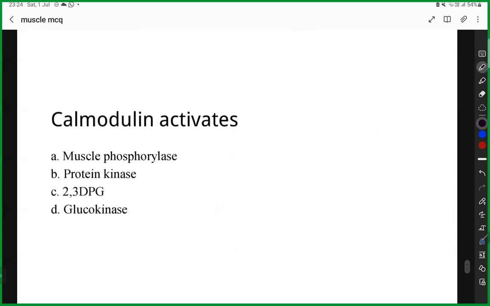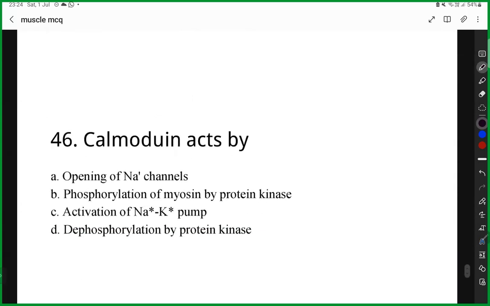Calmodulin, what it does, it is going to activate your protein kinase. So calmodulin activates your protein kinase. So that is your calmodulin dependent myosin light chain kinase. This leads to phosphorylation of your myosin and actin myosin interaction takes place. Calmodulin acts by phosphorylation of your myosin by protein kinase.